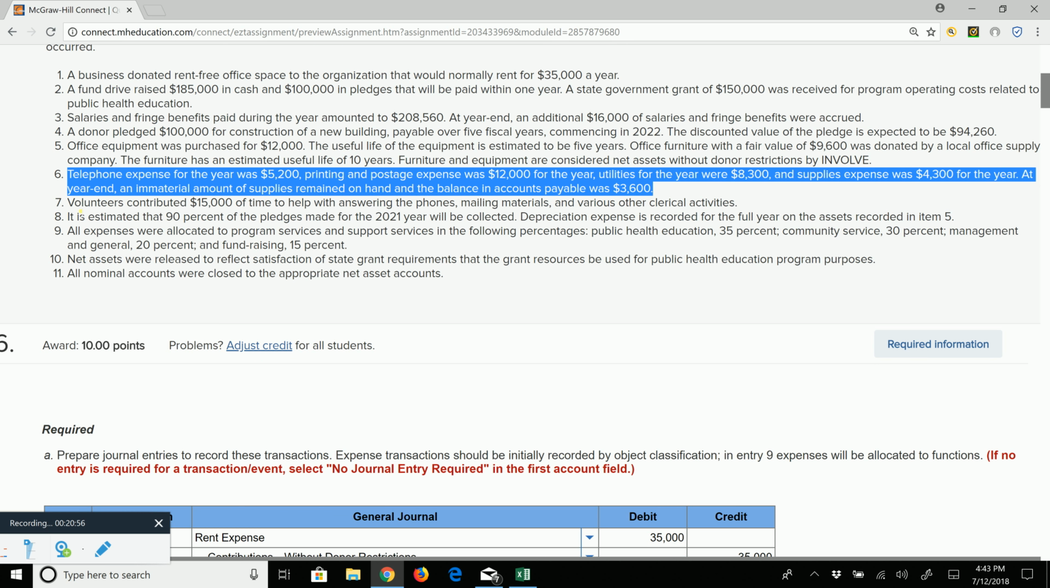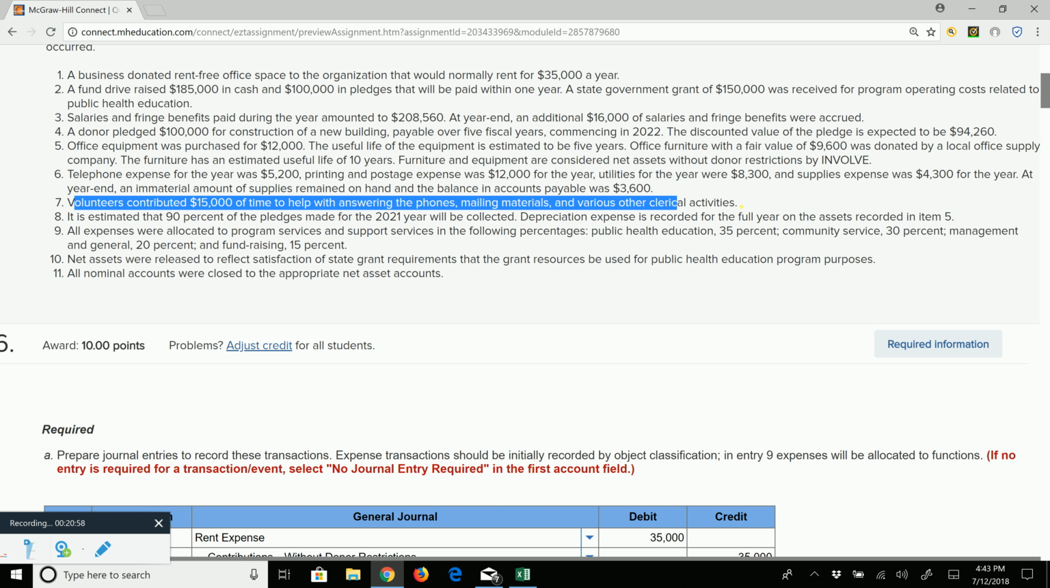Number 7, volunteers contributed $15,000 of time to help with answering the phones, mailing materials, and various other clerical activities. And because this is not a specialized skill, the FASB says that we do not record the contribution of services. If it was a specialized skill, we would.